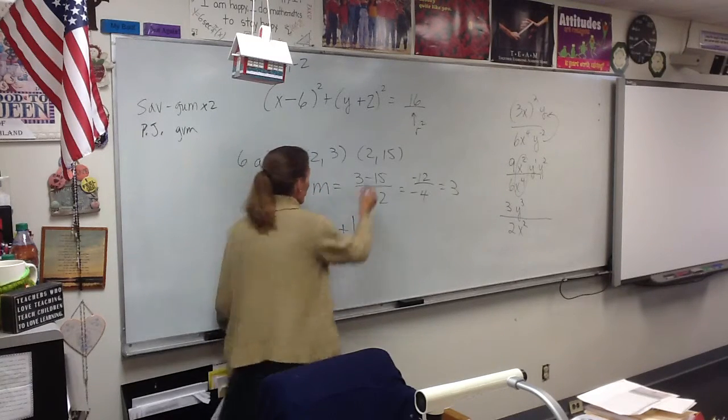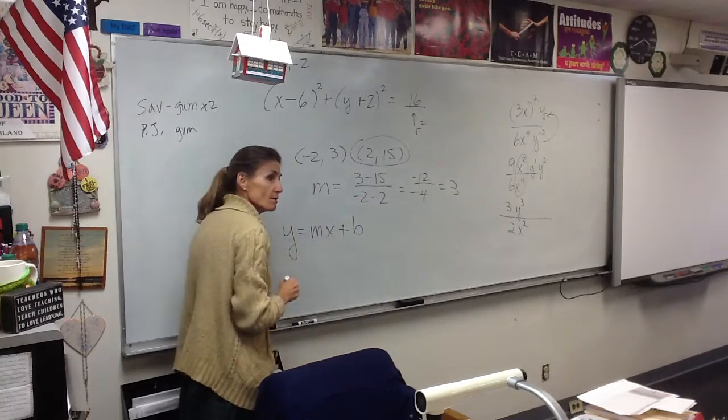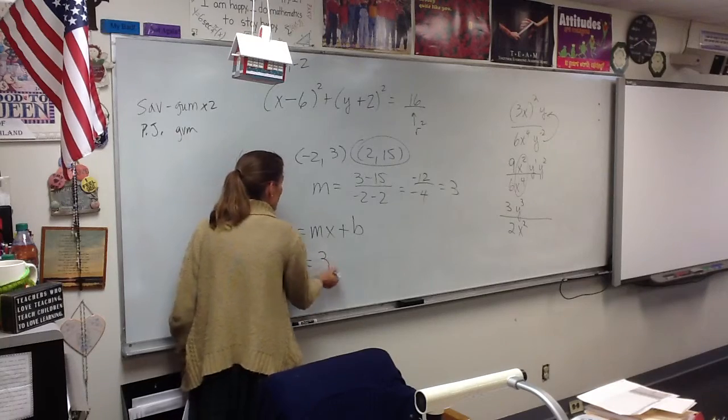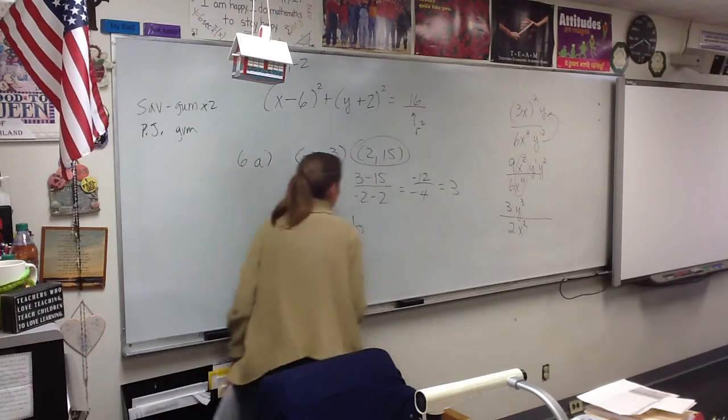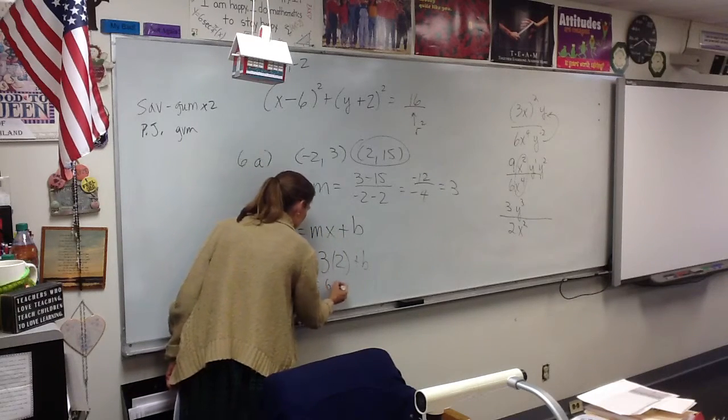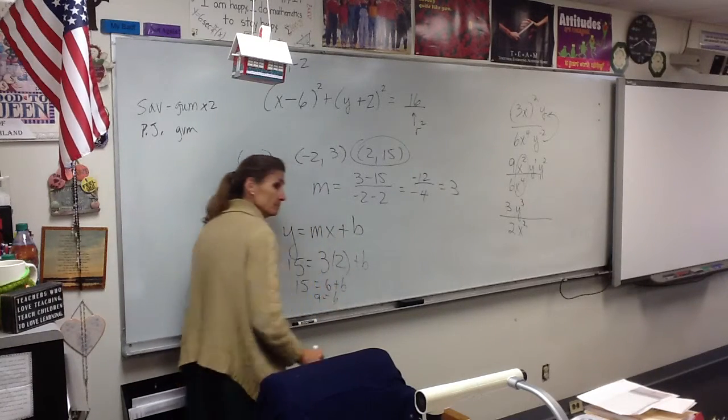2 and 15. All right, let's pick 2, 15. There's no negatives in there. Don't have to worry about that. So 15 goes in for the y. 3 goes in for the slope because you just found that. 2 goes in for the x. I got 9.